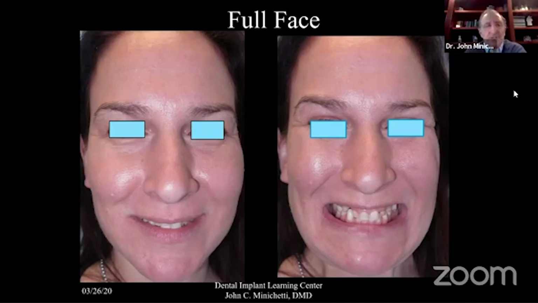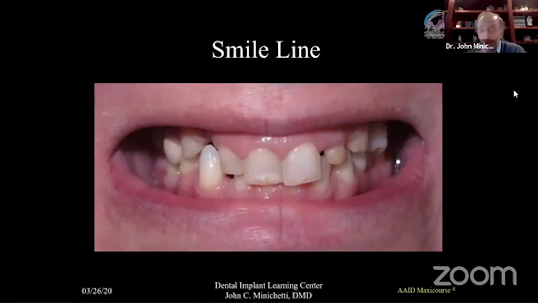At repose, you can see she doesn't show much of a smile, really. And when she does smile, we can evaluate her transition line here. So on the left, you see her in repose, and on the right, we have her trying to smile as high as she can, to get that high smile line. A close-up of her high smile line can indicate that she's missing teeth and has some supraeruption of some other teeth.